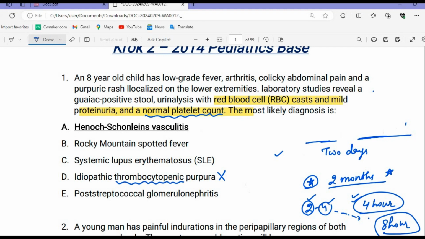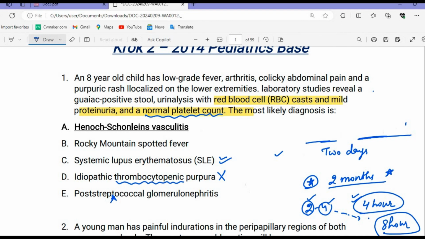Then we have post-streptococcal glomerulonephritis. Is there any history of bacterial infection, or anything related to the kidney? No, so that is not post-streptococcal glomerulonephritis. Systemic lupus erythematosus, we already studied yesterday. Butterfly rash, malar rash, all these rashes would be there, or maybe lupus nephritis. So that will not be the answer.